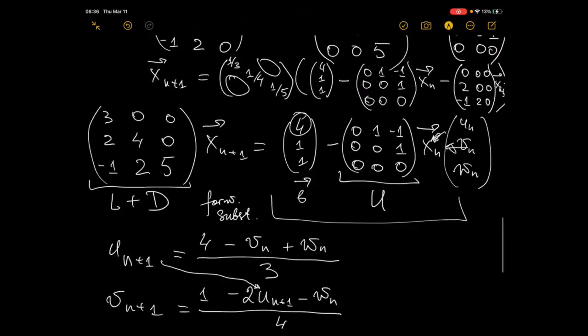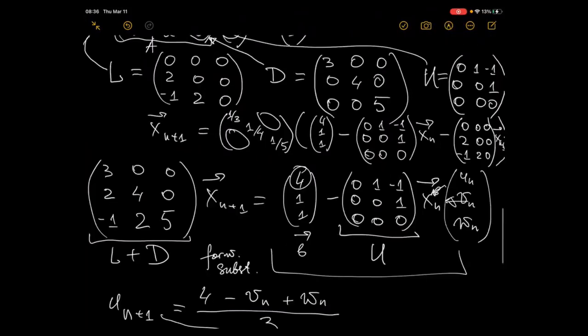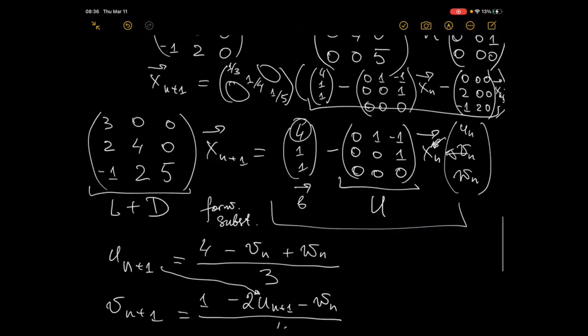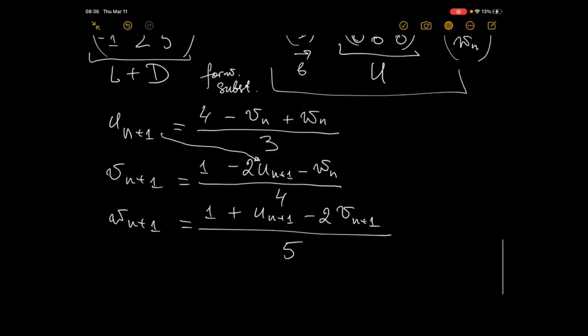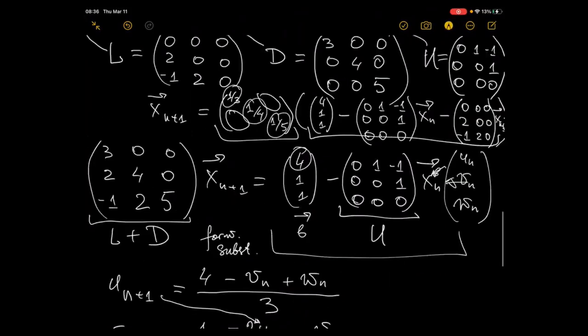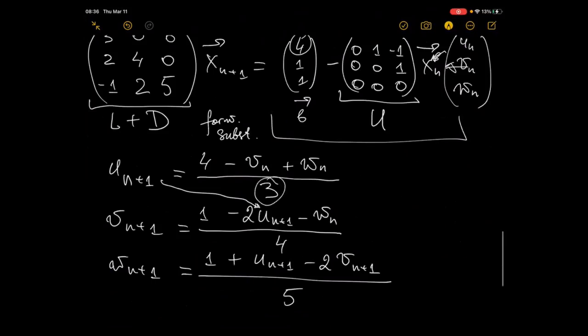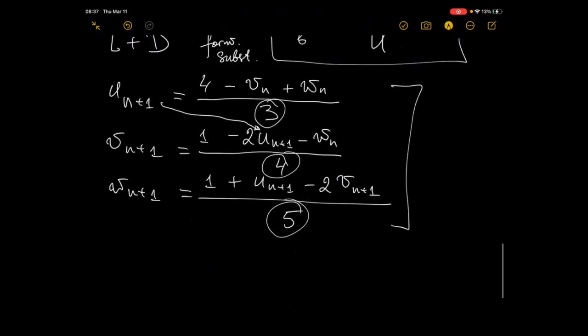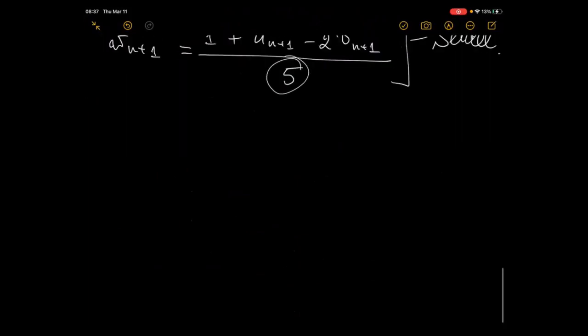So essentially what I have done, I just have written these in components with the corresponding inverse diagonal matrix. You can see that it's exactly 1/3, 1/4, 1/5, and so on. So this is Gauss-Seidel.